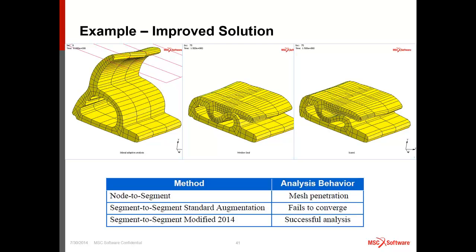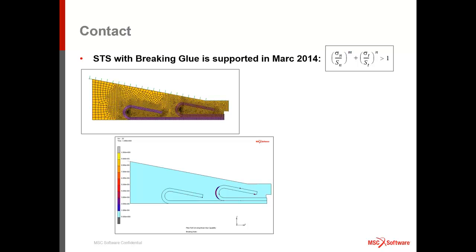Well, when we use this problem that goes into self-contact with node-to-segment approach, and this was also using local adaptive meshing, we actually saw penetration. When we use the segment-to-segment approach, because of this issue with separation and cycling, it failed to converge, and with the new defaults with 2014, we successfully complete the analysis.